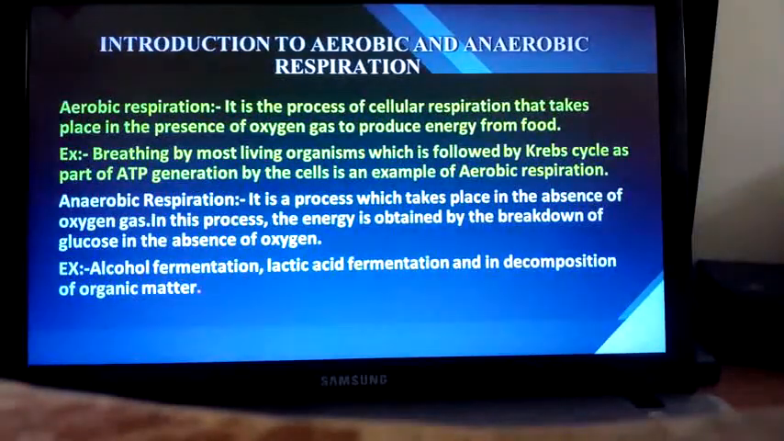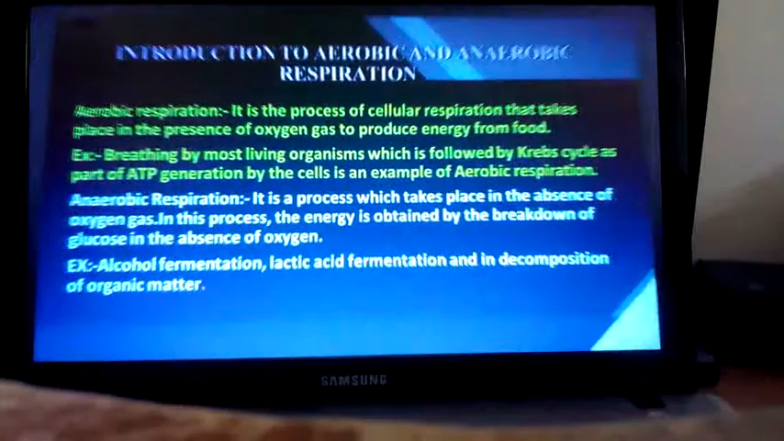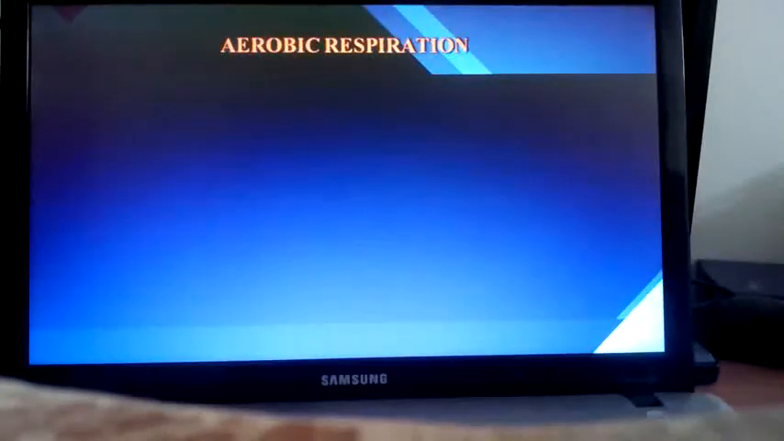Anaerobic respiration is a process which takes place in the absence of oxygen gas. In this process, the energy is obtained by the breakdown of glucose in the absence of oxygen, as in alcohol fermentation, lactic acid formation, and in decomposition of organic matter. Got it? Aerobic respiration.